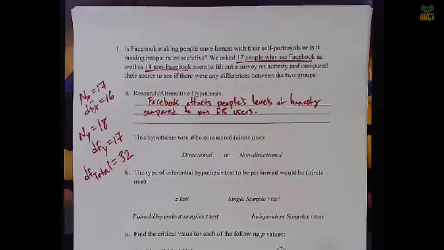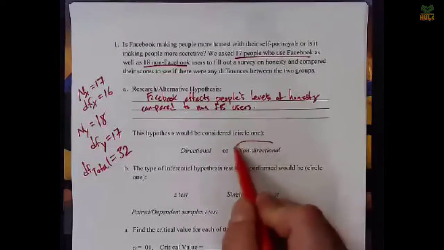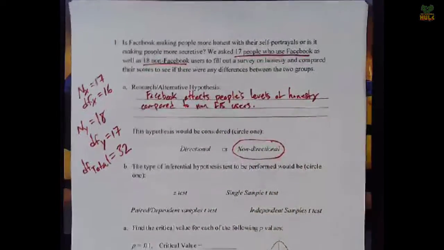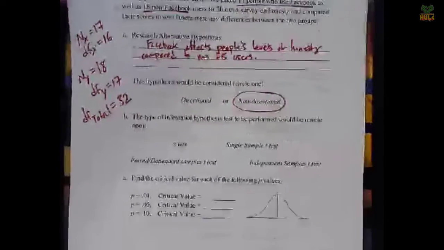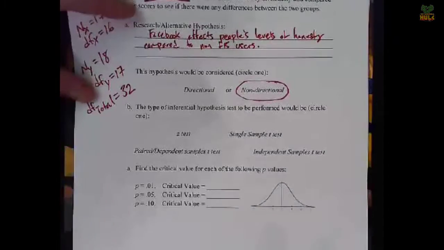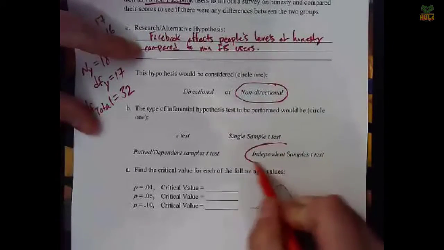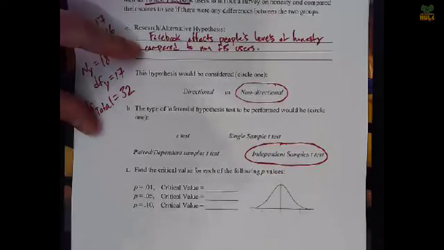Like I said, they're saying it can go in either direction, so that means it is a non-directional test. Okay, we have two different groups of individuals, completely different groups of people here, right? So that means these samples are independent samples. So it's an independent samples t-test.